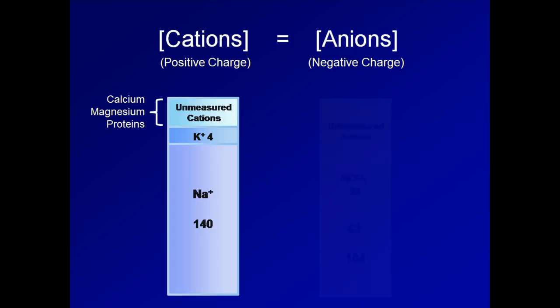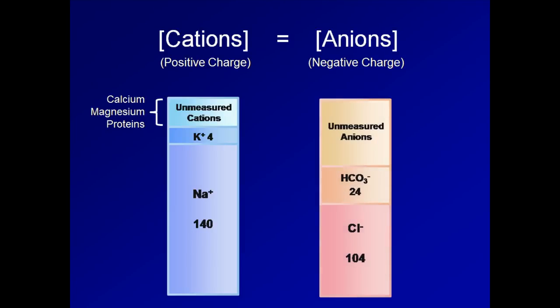Negative charge in the serum is largely carried by chloride and bicarbonate. Here are some typical values for those ions. In addition, there are ions that are less frequently or less easily measured. They include phosphates, sulfates, and negatively charged proteins. As you can see, the amount of unmeasured anions just happens to exceed the amount of unmeasured cations. This difference between the two is the anion gap.